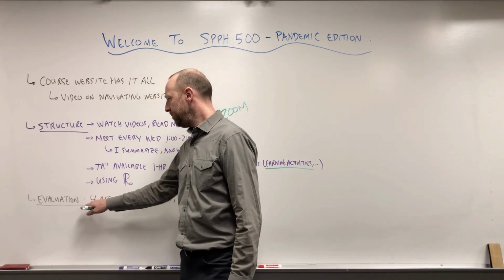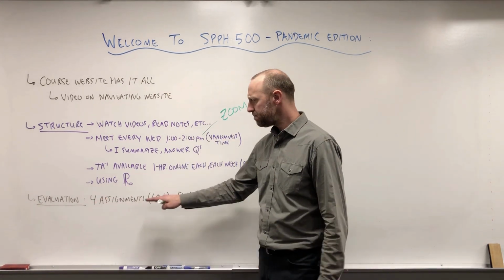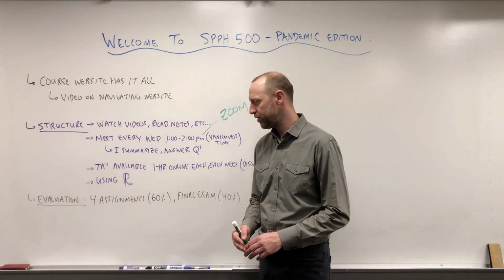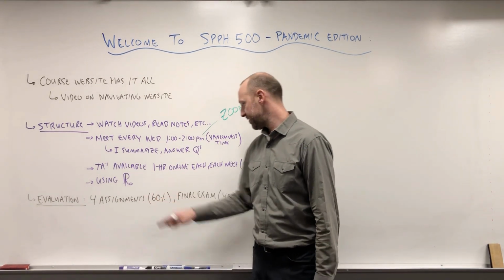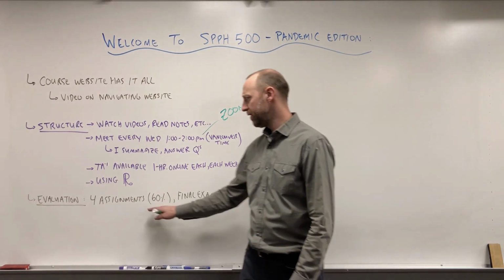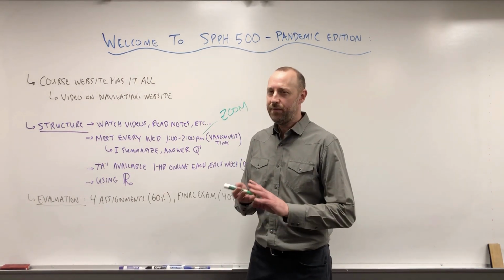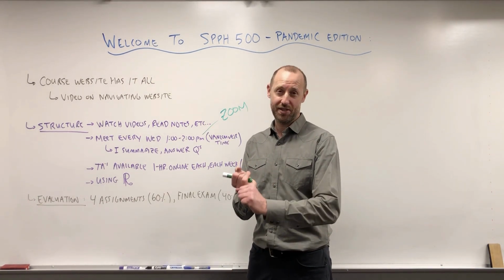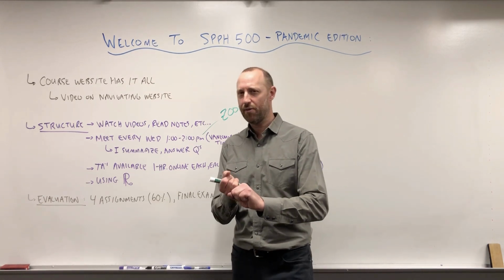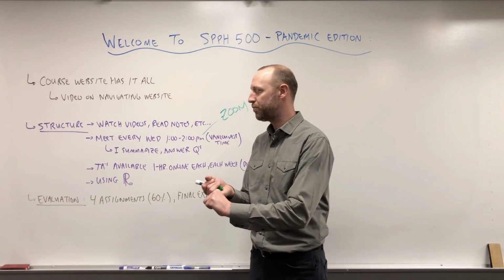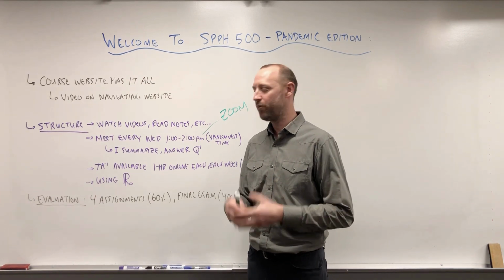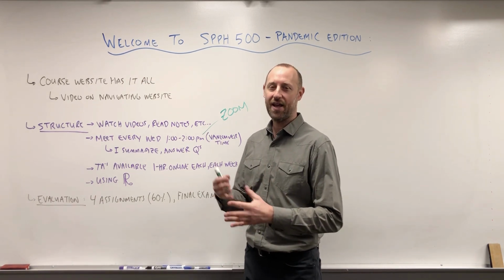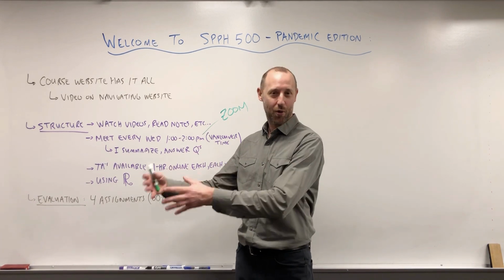In terms of the evaluation for the course, there are 4 assignments over the course and a final exam. The assignments are worth 60, the final exam worth 40. Of the 4 assignments, there's one which I've labeled assignment 0. That one doesn't really cover much of the course content. It brings the previous course content back into play. It tries to refresh you on what you learned in intro stats, and it shows us where we're going to go in this course.